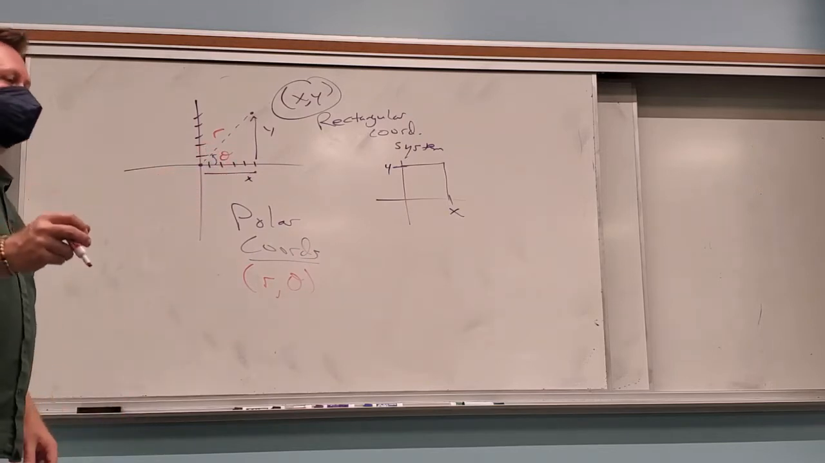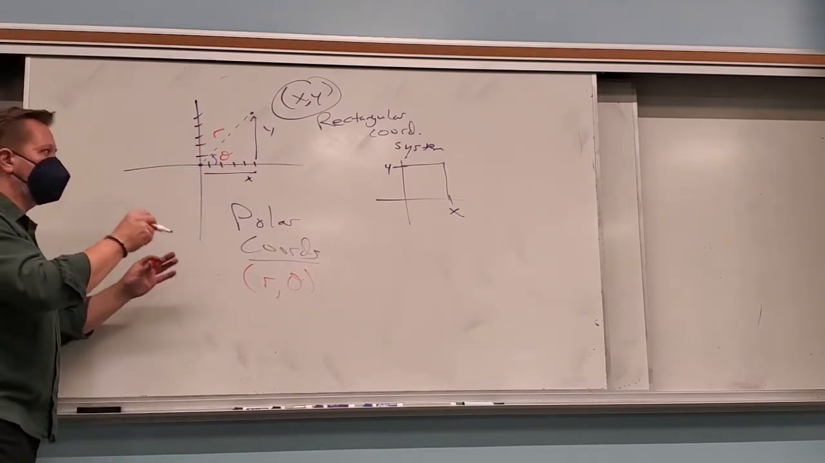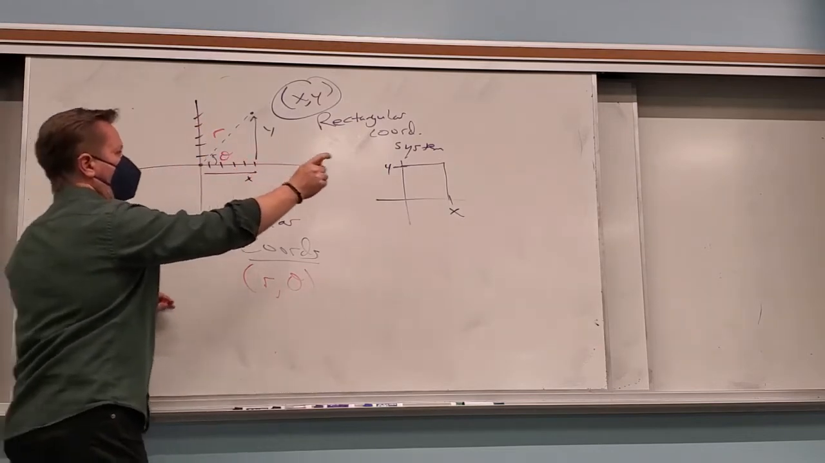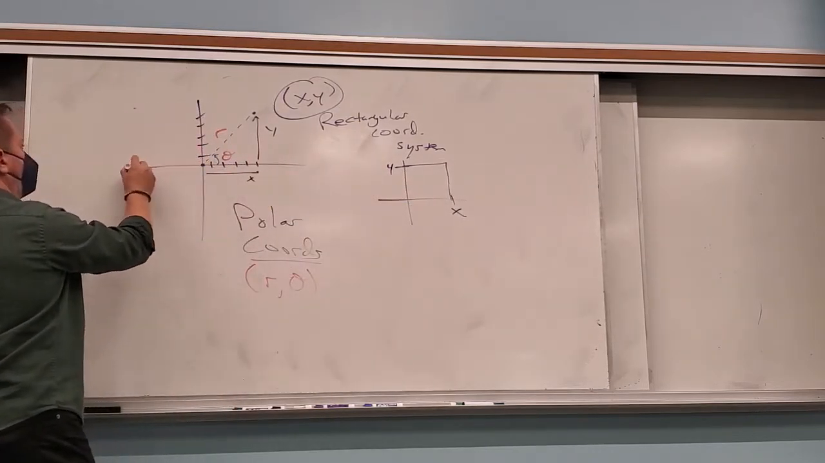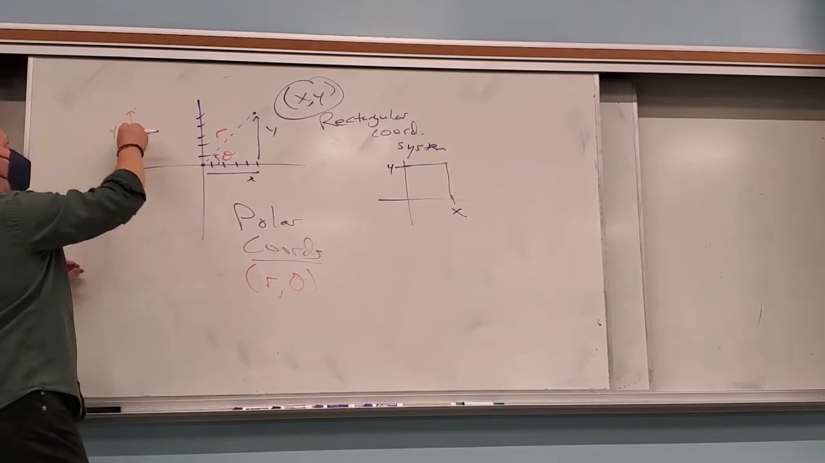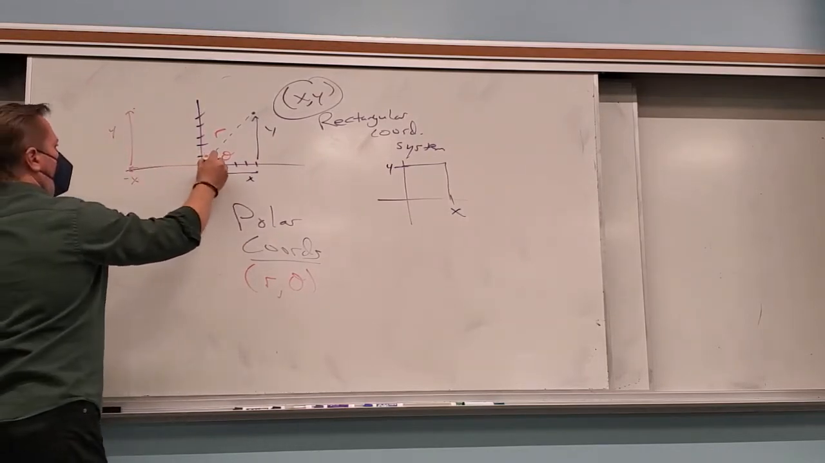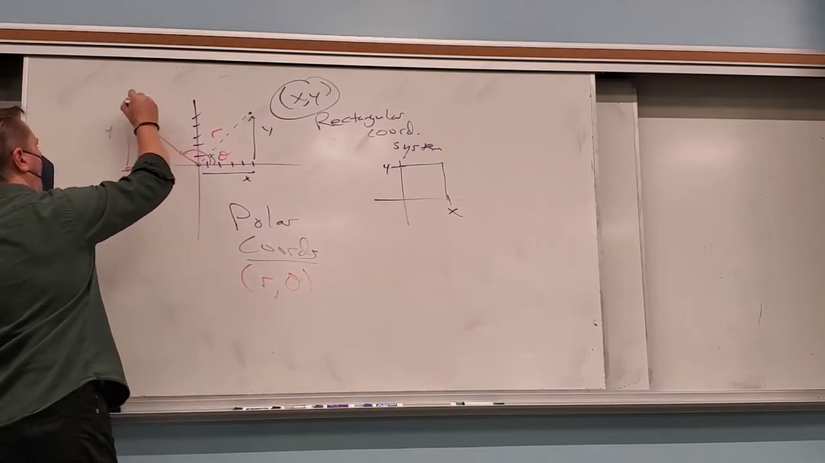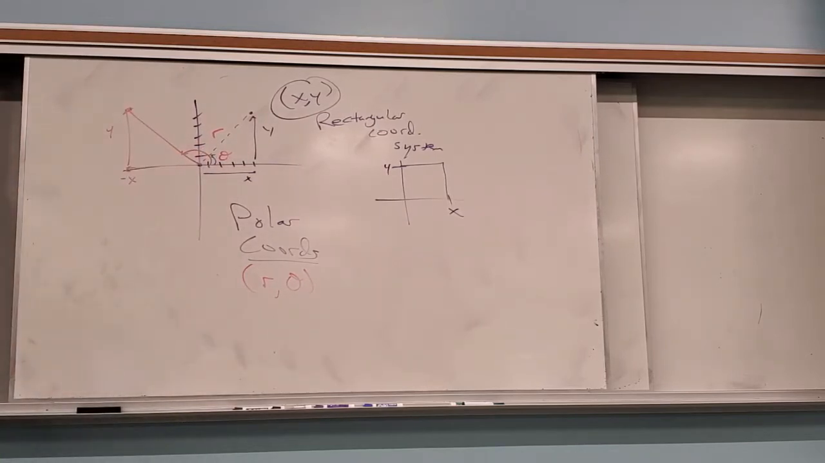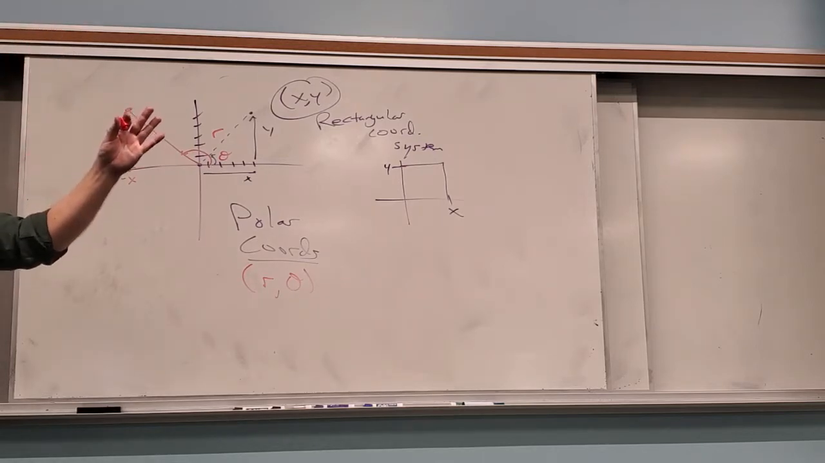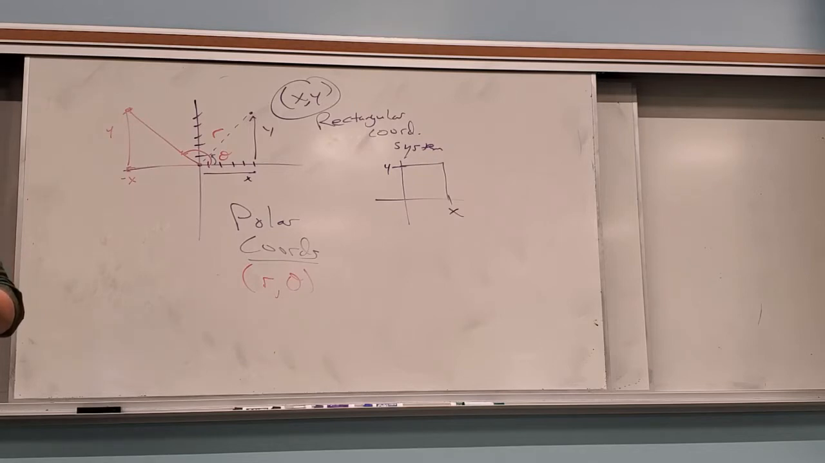Now, help me out, guys. Do you all agree, no matter where I put a point, I can obviously find it with x, that'll be negative, y. But I can also find it with theta and r, right? Do you all agree with me? There's no point on the xy plane that I can't find by also using theta and r. It's okay if you don't.